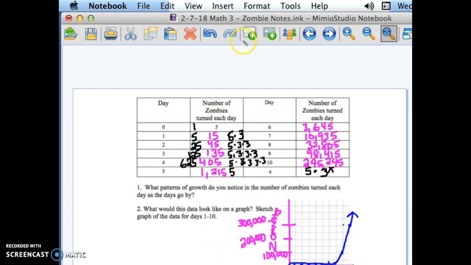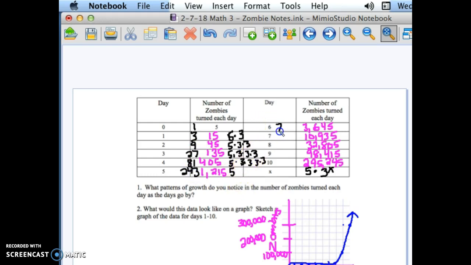Why am I multiplying by 5? What am I supposed to be multiplying by? Lord have mercy, Leslie. I'm going to get fired. Let me try again. This is 3. This is 3. This is going to be 27. This is going to be 81. This is going to be 243.